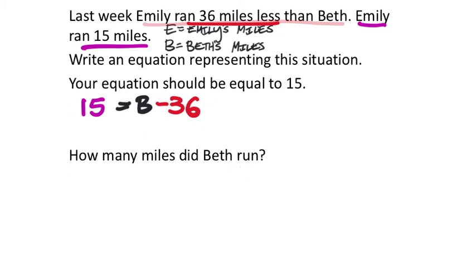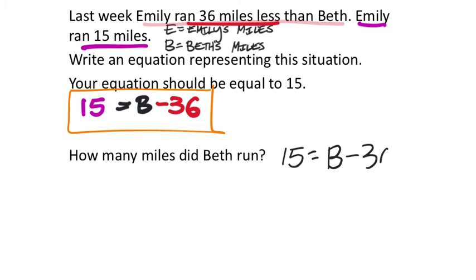This is the equation, by the way. This would be one of the boxes you'll have to fill in on the assignment. But how many miles did Beth run? Well, let's rewrite this. 15 equals Beth's mileage minus 36. This is just a principle of equality, where I'm going to solve for B in this case. So I'm going to take that negative 36 and just add 36.